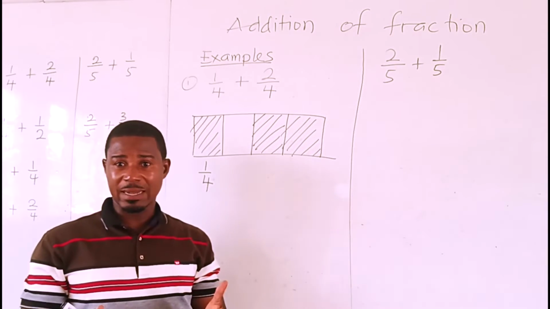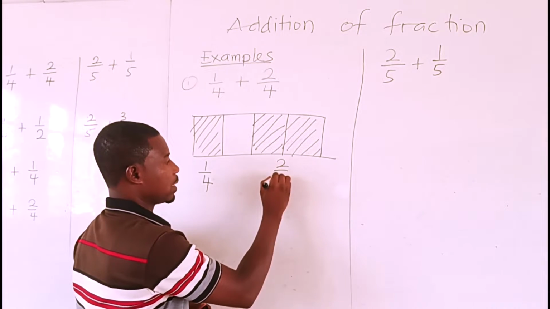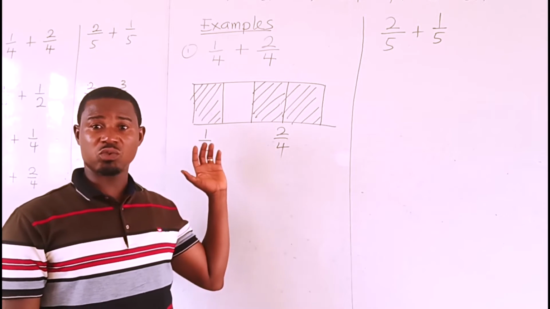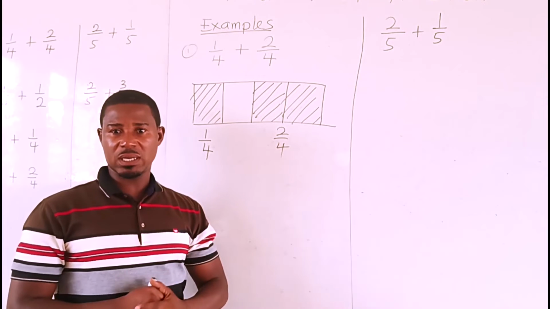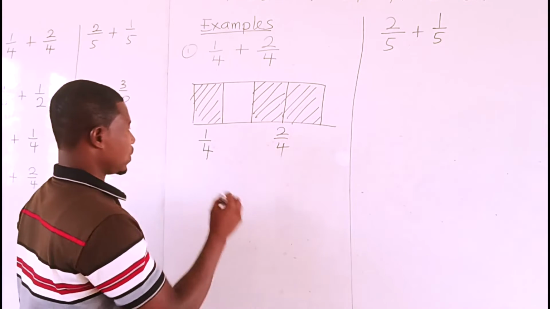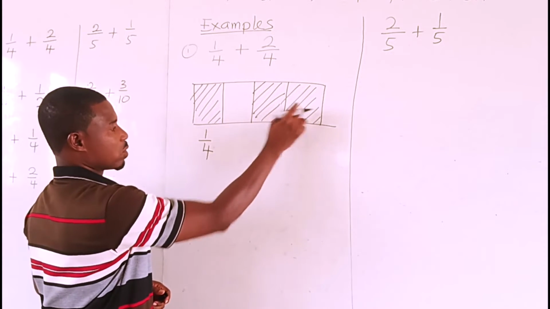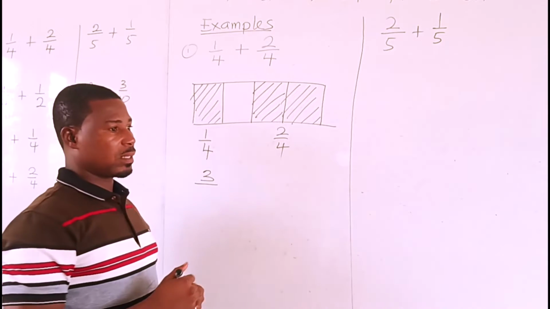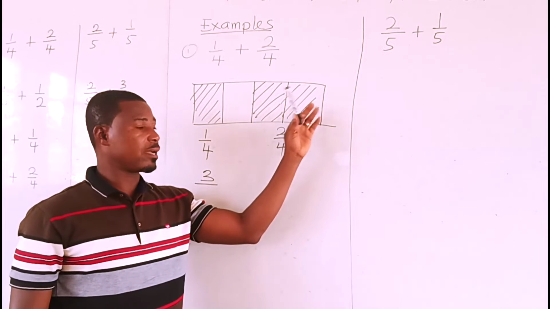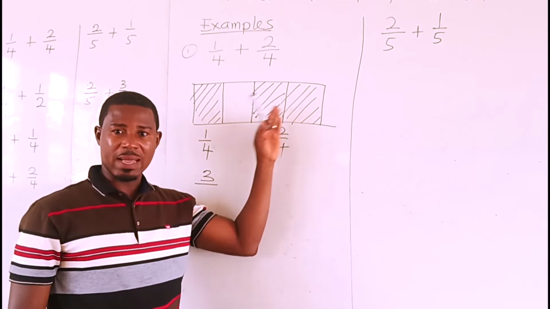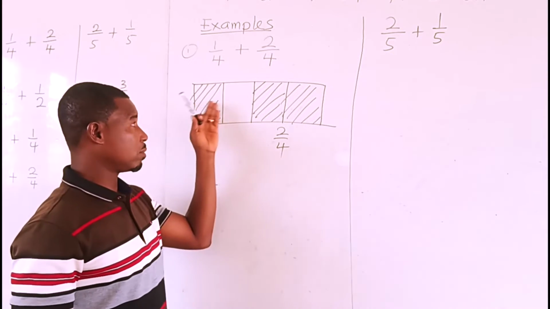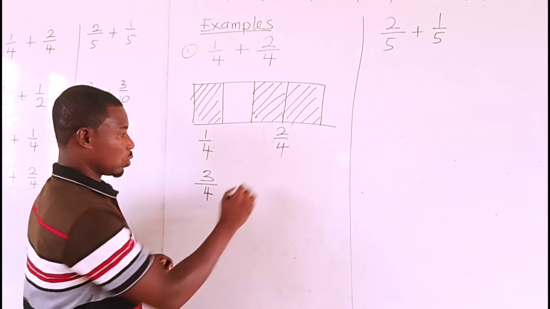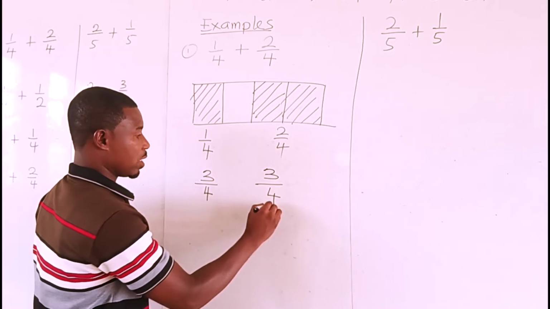Good. So now, to get the solution to the problem that we have, all we need to do is to now count all the shaded areas. So we have 1, 2, 3. That will give us 3. Then the denominator will be the number of parts the whole has been divided into. And that is 1, 2, 3, 4. So our answer is 3/4.